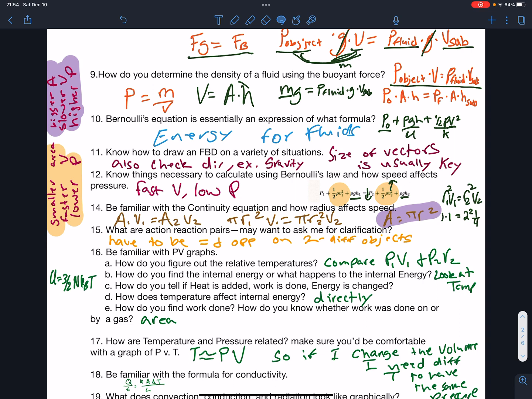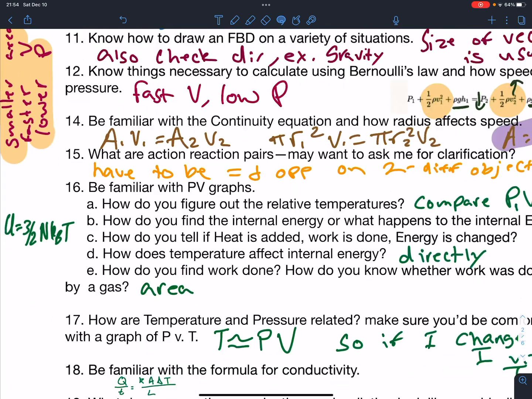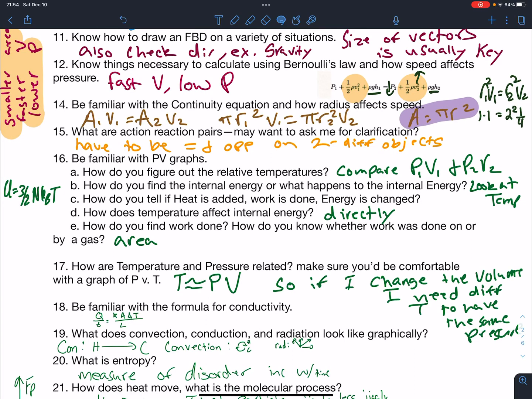So how do you find the relative temperatures? Remember, that V is volume. So here the V is volume. All right. So how do you figure out relative temperatures? Compare P1 times V1 and P2 times V2. Whichever one's greater is the greater temperature. If they're the same, it's the same temperature.